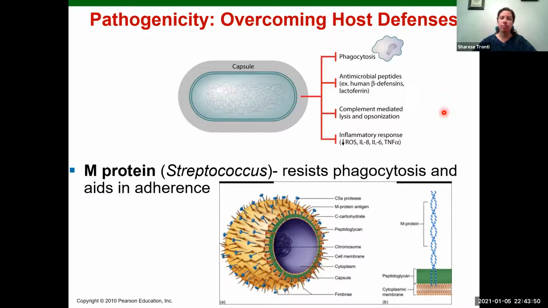Another factor is the M protein. The M protein is found on the surface of the microbe. More particularly, Streptococcus has an M protein, and it helps to resist phagocytosis, just like the capsule, and it also aids in adherence too. So it's like a double whammy there.